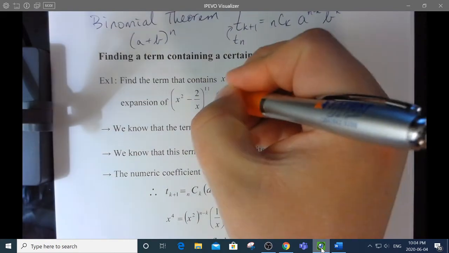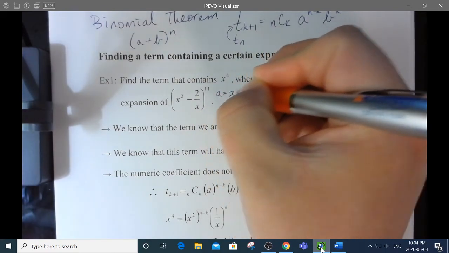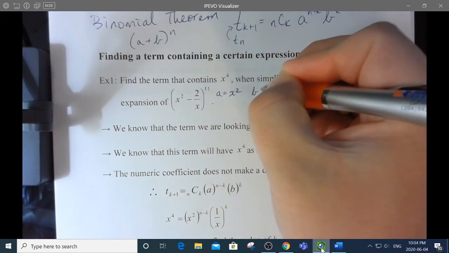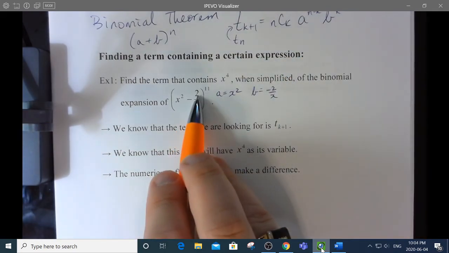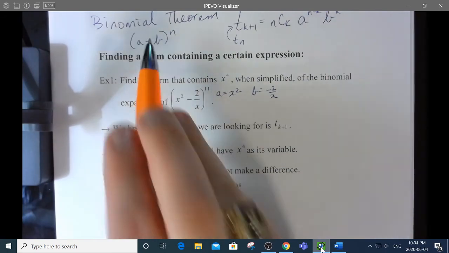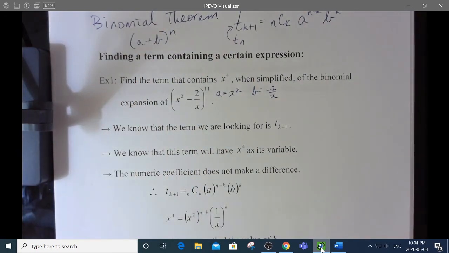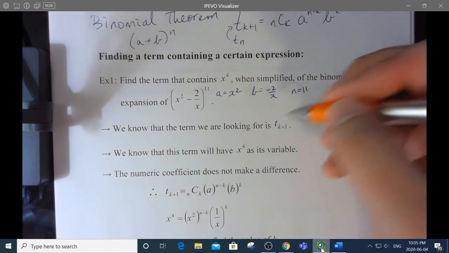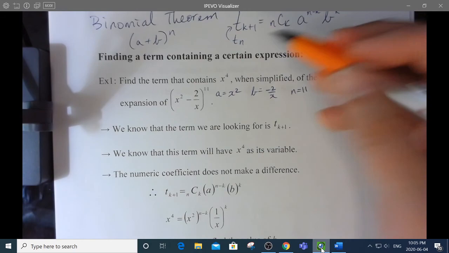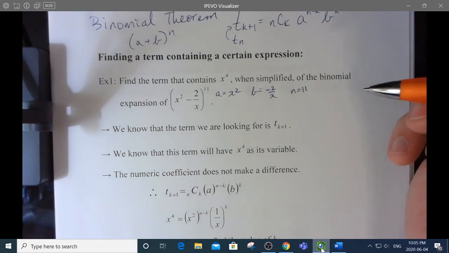Okay, let's look at what we know in this example. We know that a is x squared. We know that b is negative 2 over x. And remember that negative belongs to the 2 because we have to think of this as a plus b. So that's where that negative has to exist. And we actually know that n is 11. And we're looking for the term that's going to be t sub n. We kind of want to know what k is, really.